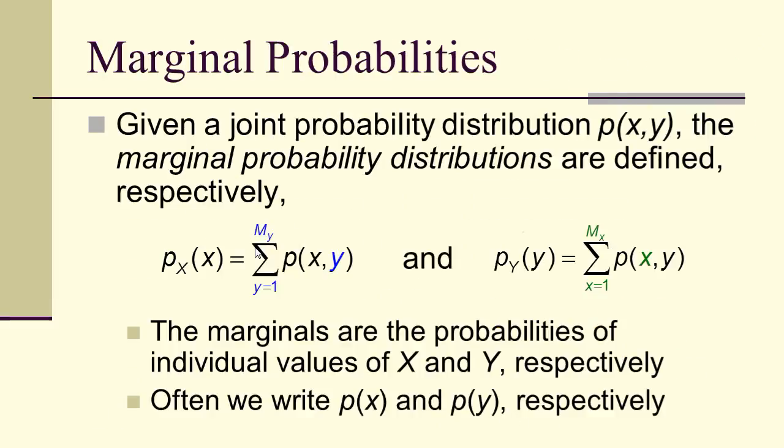Now, marginal probabilities are probabilities of individual variables constructed from joint probabilities. So the marginal probability p sub capital X as a function of the index x is the sum, y equals 1 up to capital M sub y, of p of x comma y. And likewise, p sub capital Y of little y is the sum, x equals 1 up to M sub x, of p of x comma y. So the marginals are the probabilities of individual values of x and y respectively given a joint probability. And often we'll just write p of x and p of y if there's no confusion.